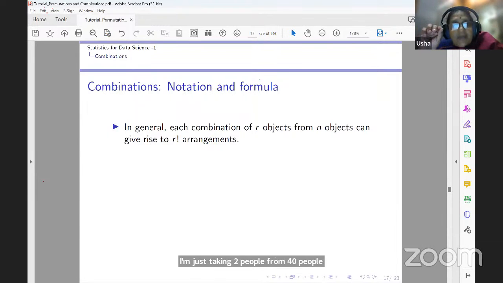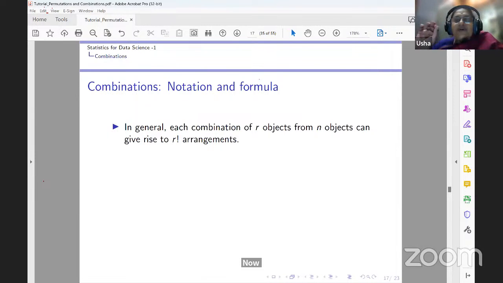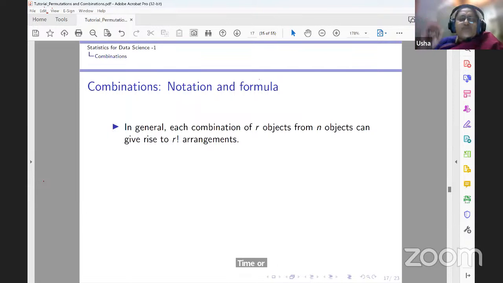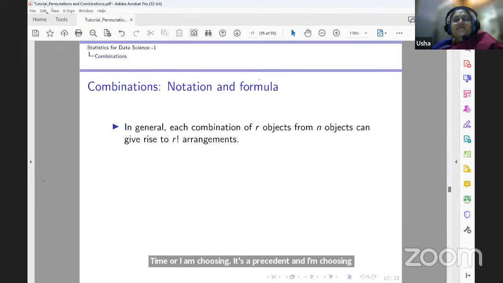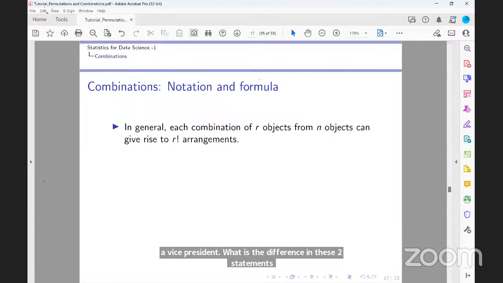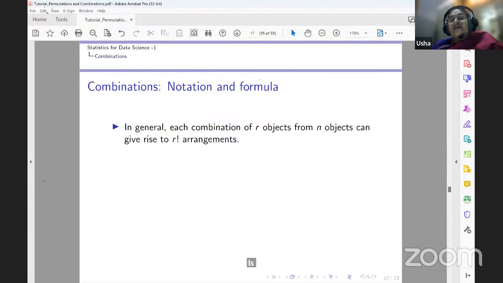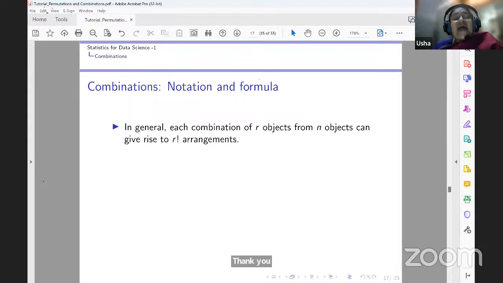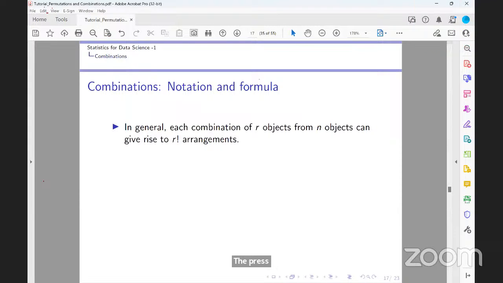Now, if I'm asking the question that from the same 40 people, I am choosing a head boy and I'm choosing a, say, president, and I'm choosing a vice president. What is the difference in these 2 statements? Positional difference, ma'am. Order matters. In choosing 2 people, order does not matter, but in choosing a president and a vice president, then order matters.